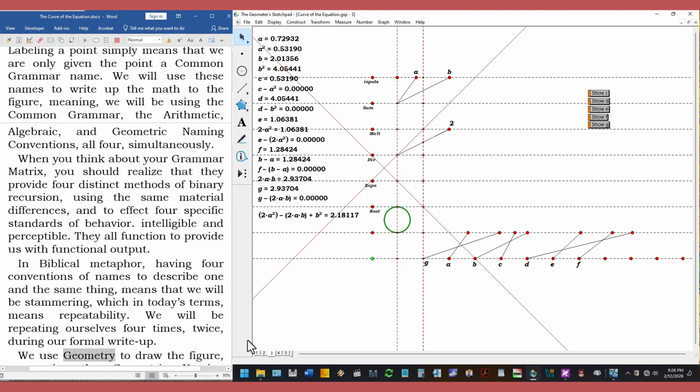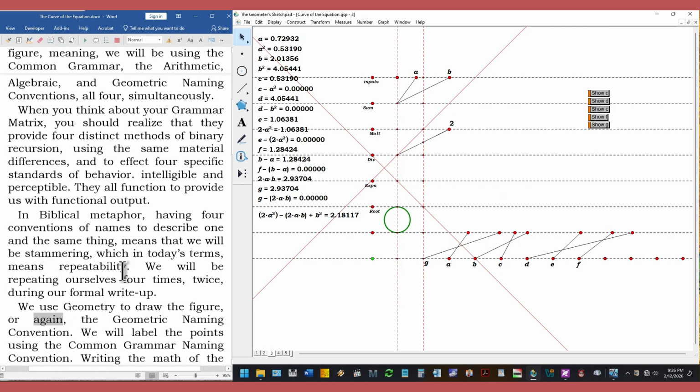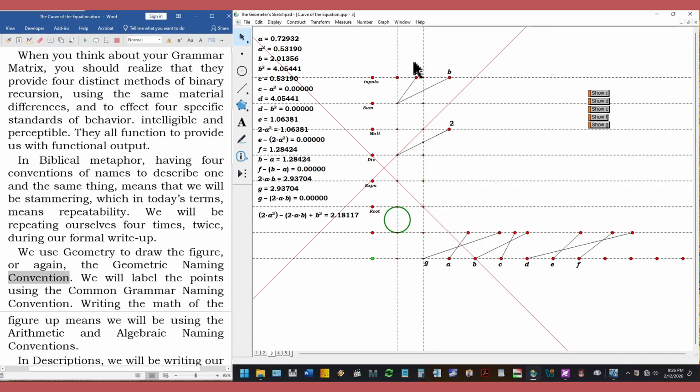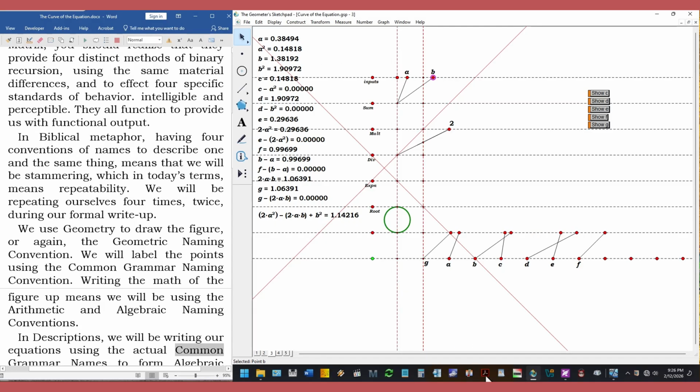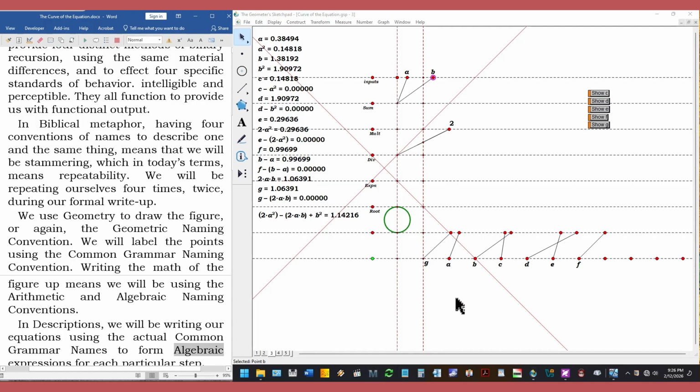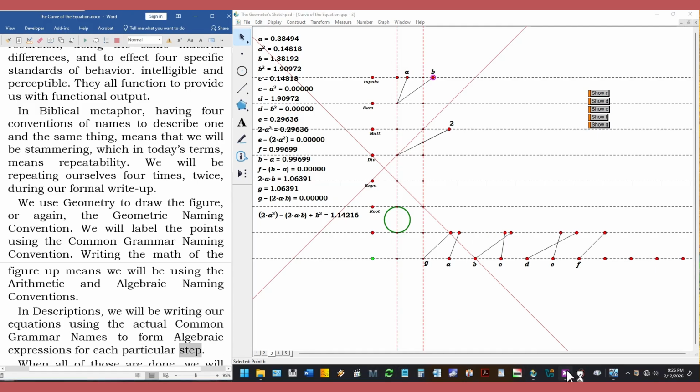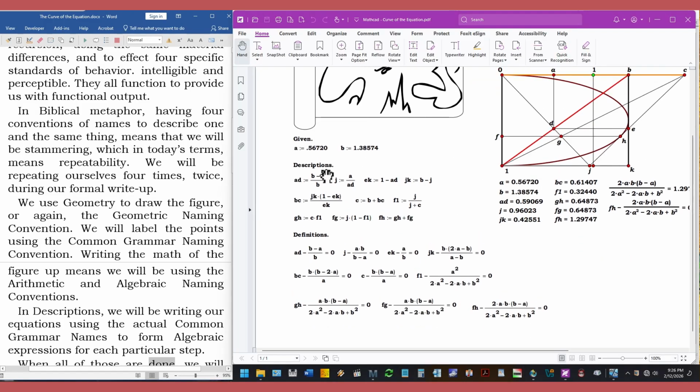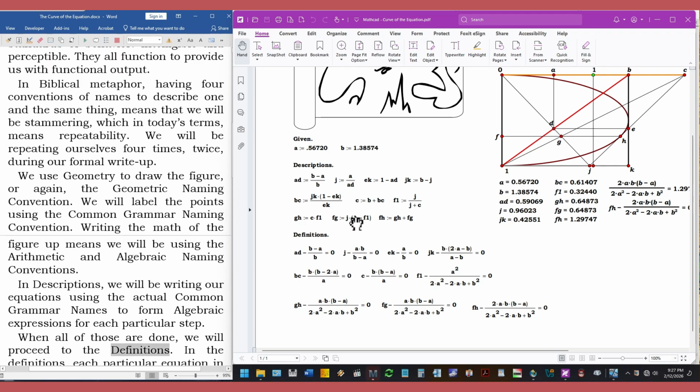We use geometry to draw the figure, or again, the geometric naming convention. We will label the points using the common grammar naming convention. Writing the math of the figure up means we will be using the arithmetic and algebraic naming conventions. In descriptions, we will be writing our equations using the actual common grammar names to form algebraic expressions for each particular step. When all of those are done, we will proceed to the definitions.